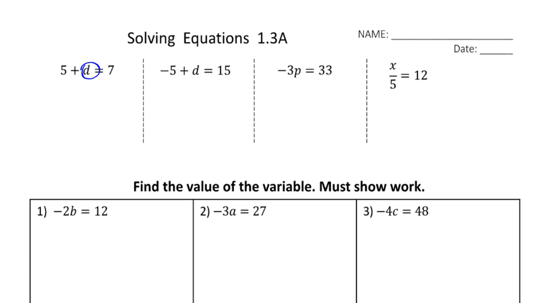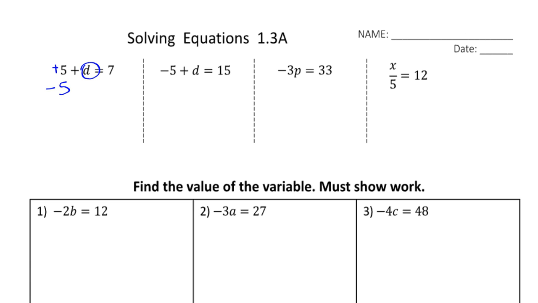So first one, we have 5 plus d equals 7. So in order to get d by itself, we need to get rid of this 5. This is actually one of the trickier ones for people that have never done this, because you see this 5 all by itself, but we know that this is a positive 5. And in order to get rid of a positive 5, we do the opposite, which is to subtract 5.